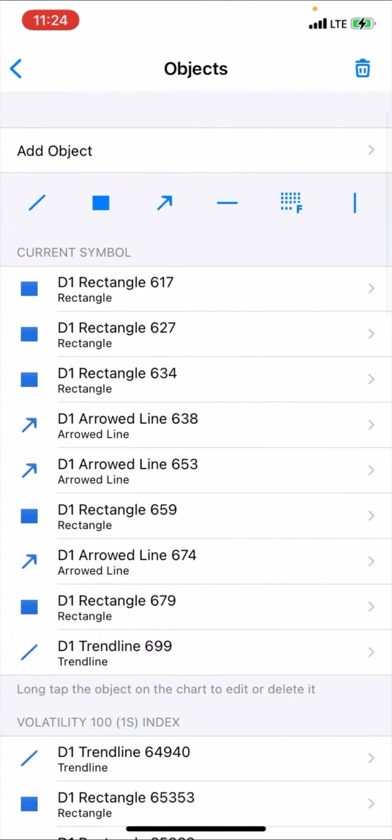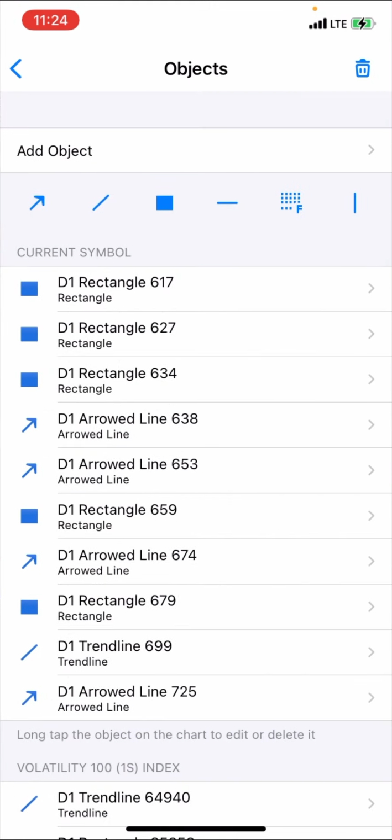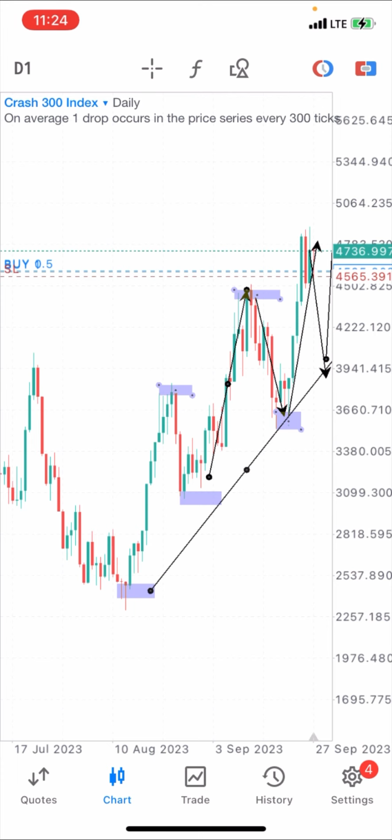Let me use the arrows. If it drops again, it just might come to this trend line and create another structure. This is what I mean by the structure. It just might create another one here.